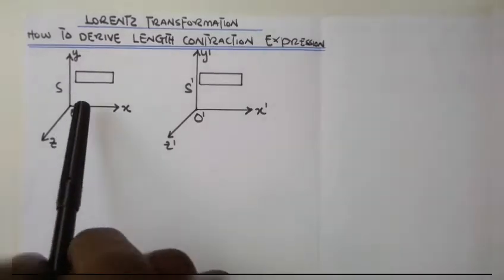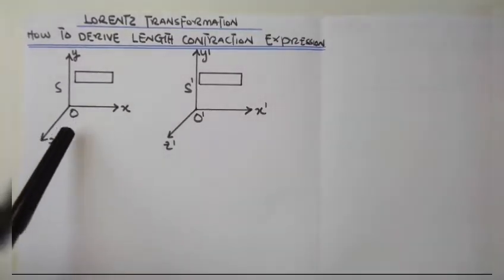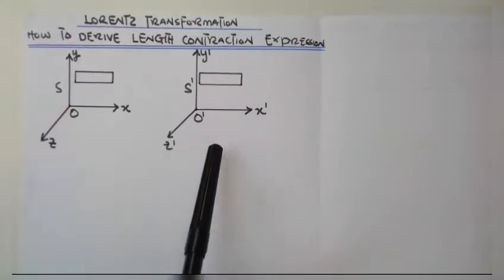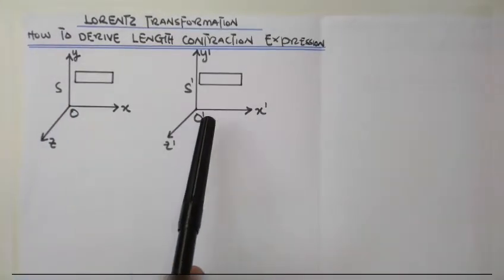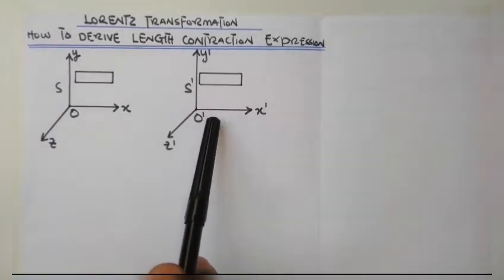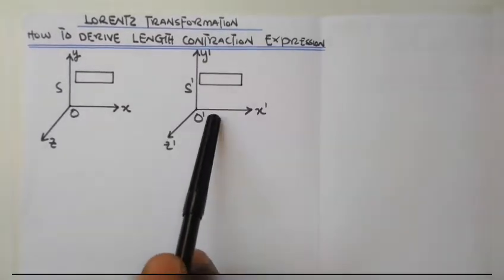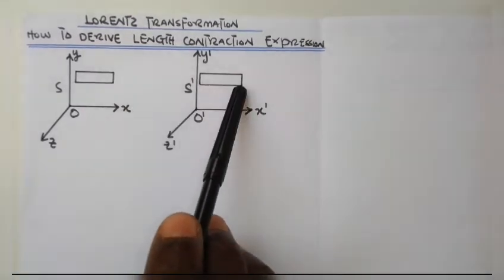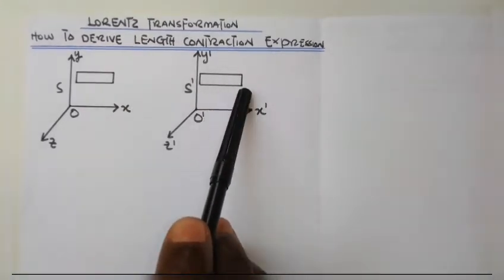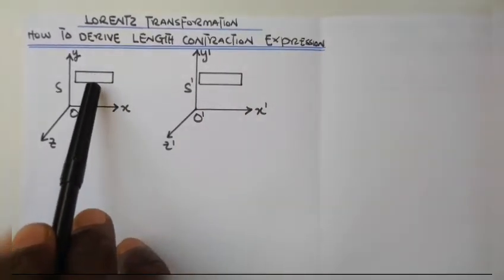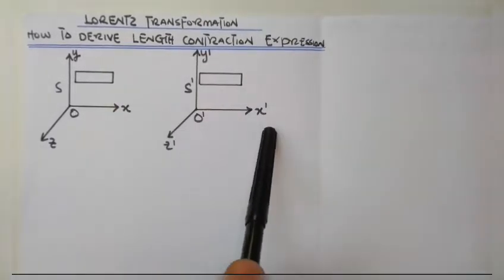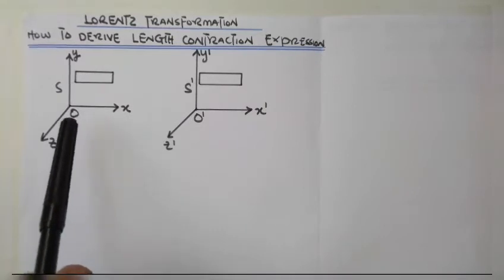Now, we have two frames here. The first frame is the stationary frame, and I'll call it S. And the second frame is a moving frame, moving with respect to this frame, and I'll call this frame S prime. So these two rectangles you see here, this is the rod in the moving frame and this is the rod in the stationary frame. All these are axes in the moving frame and in the stationary frame.